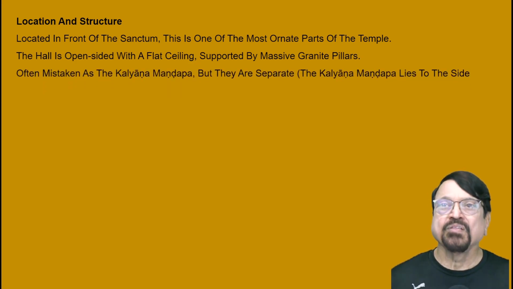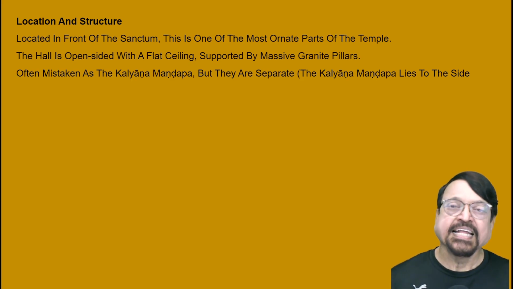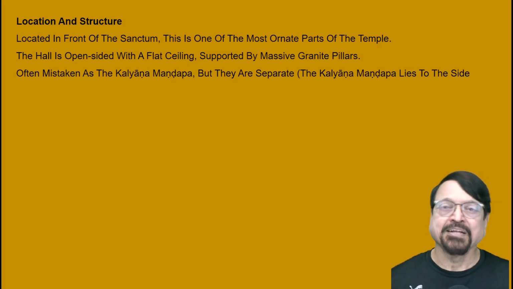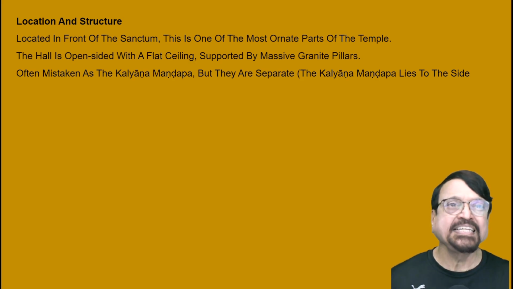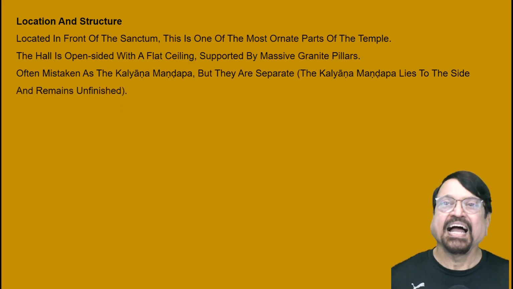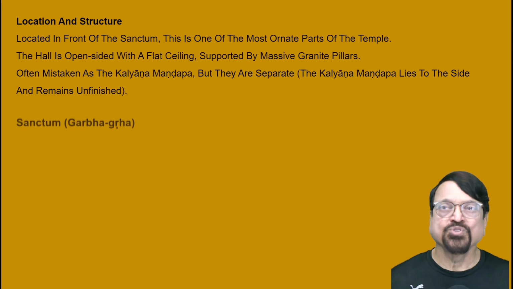Then there is the Kalyan Mandapa. You know Kalyan Mandapa, where Shiva got married, that is also here. But this is separate. The Kalyan Mandapa lies to the side and remains unfinished. So possibly the temple was not completed.